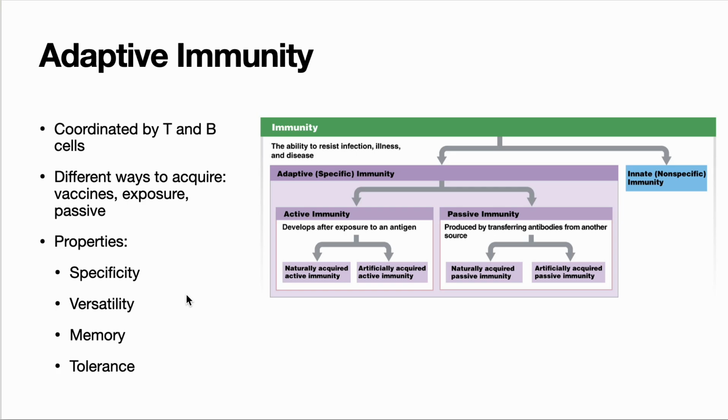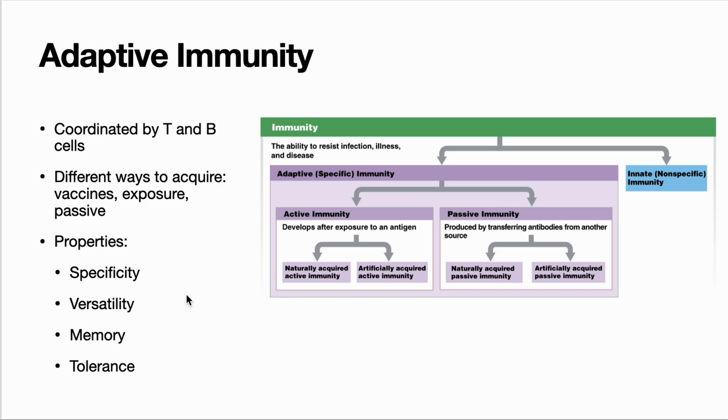Now, how do we get adaptive immunity? Well, there's two ways. We can have active immunity or passive immunity. So active immunity will happen after exposure to an antigen. You might be exposed to that antigen naturally, as in maybe you were hanging out with someone that had that pathogen, and if it was an airborne illness, maybe they coughed or sneezed in your vicinity and you breathed it in. So you have now acquired that pathogen and it will trigger an immune response.